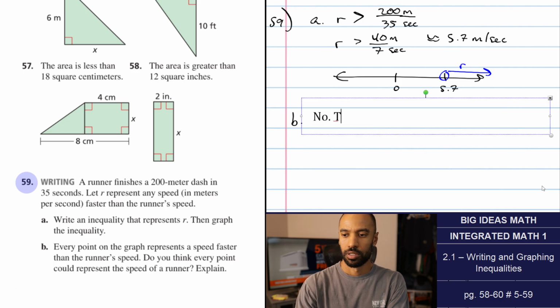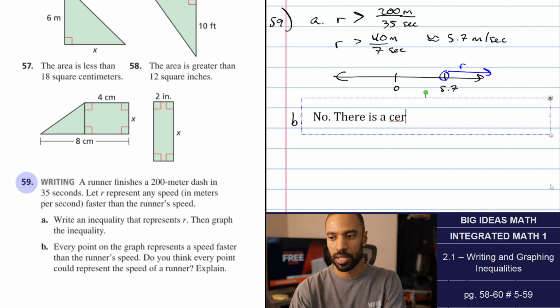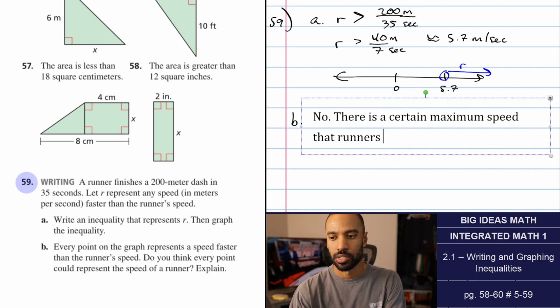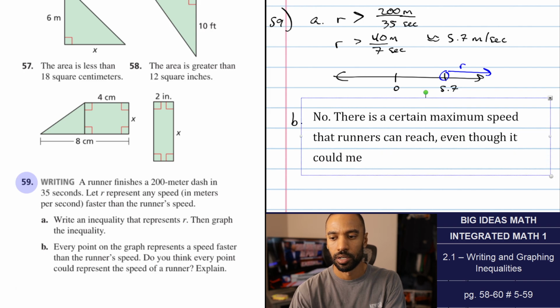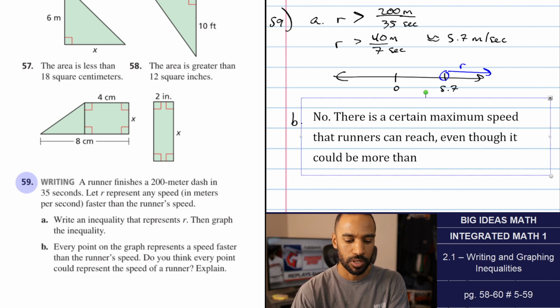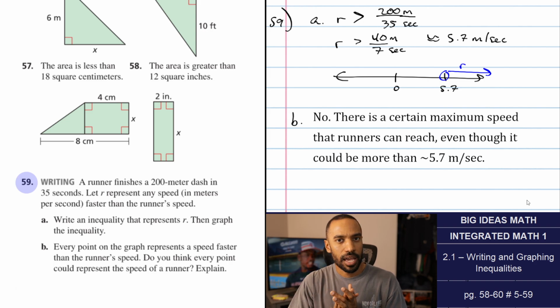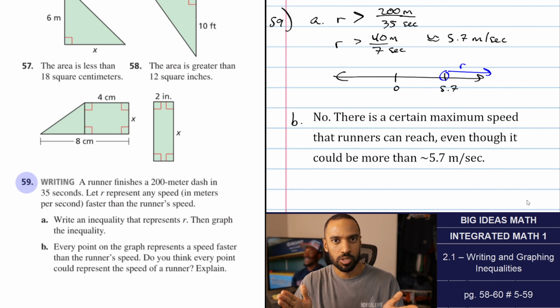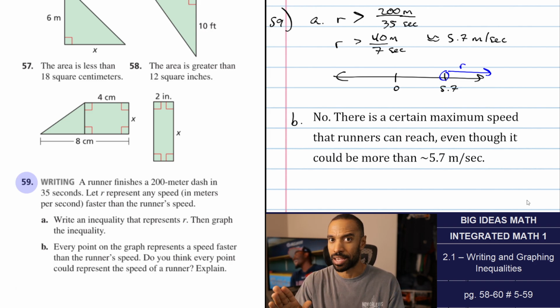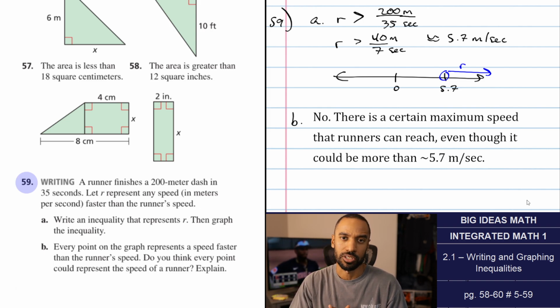No. There is a certain speed, maximum speed, that runners can reach, even though it could be more than 5.7 meters per second. I don't know what it is. I don't know how many meters per second we can cover. What are the 40-yard dash times that people can get that are the fastest? Let's say 4 was the fastest. That's 10 meters a second on average, which is super fast.